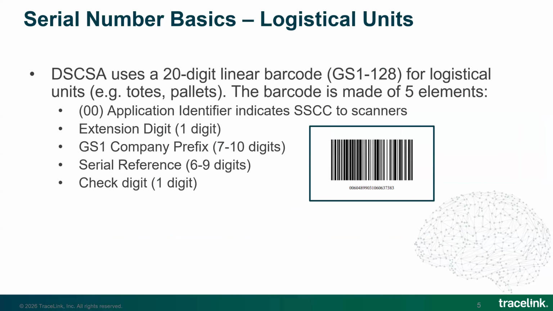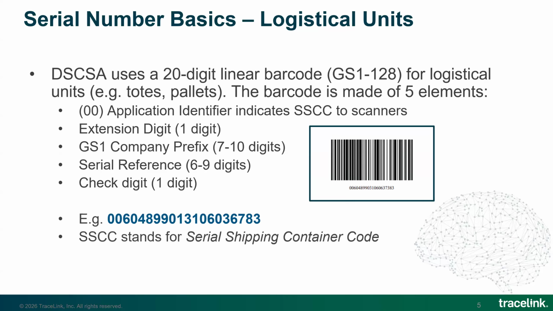One thing to remember is that your linear barcodes that are your SSCCs will always start with a 00 in the beginning. That's the application identifier that indicates to your scanner that this is a logistical unit. And here's an example of one below where you can see that 00 in the beginning, and then the rest of the components that make up an SSCC. SSCC stands for serial shipping container code or serialized shipping container code. SSCC is a lot easier to pronounce, and this is your tote, your case, or your pallet.